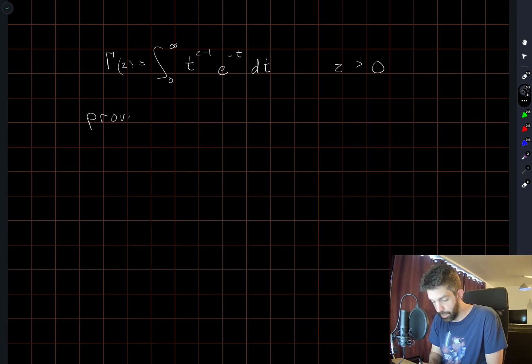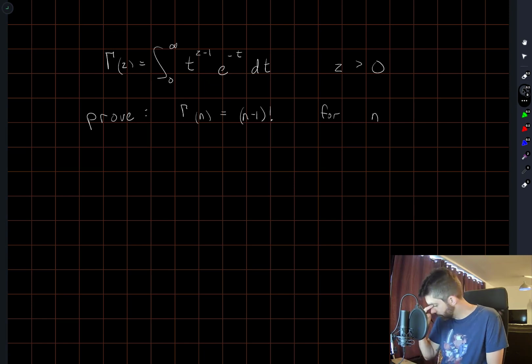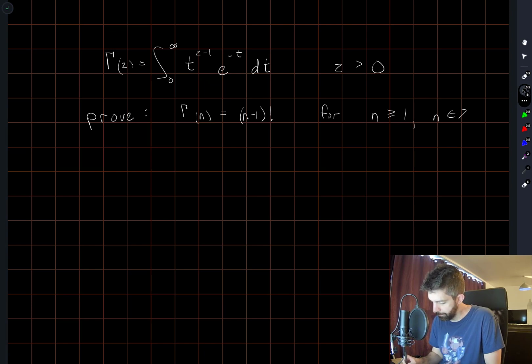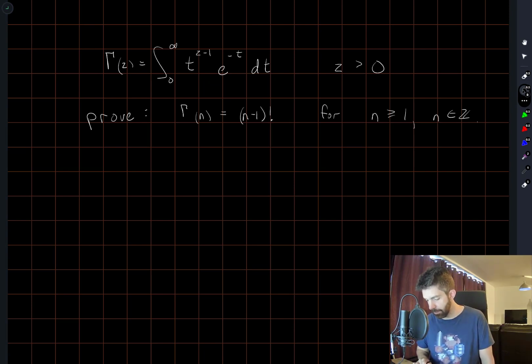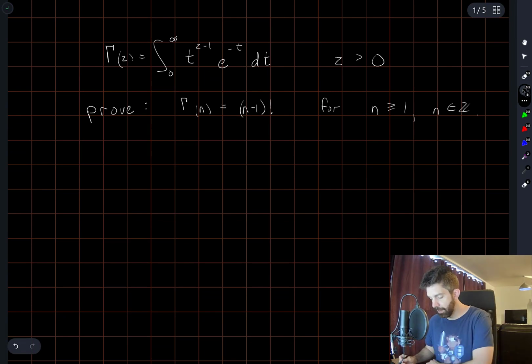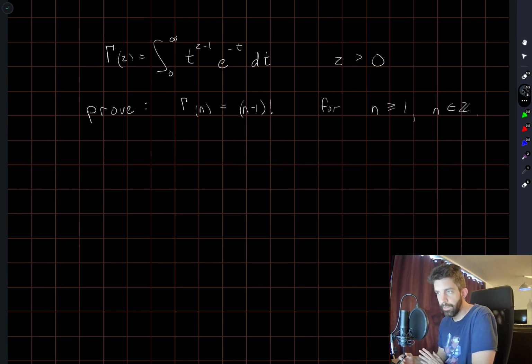So I'm going to make up my own question. We're going to prove that gamma of n is equal to n minus 1 factorial for n, I suppose we need n greater than or equal to 1, and also an integer. So this is actually a pretty standard computation. We're going to do this by induction.